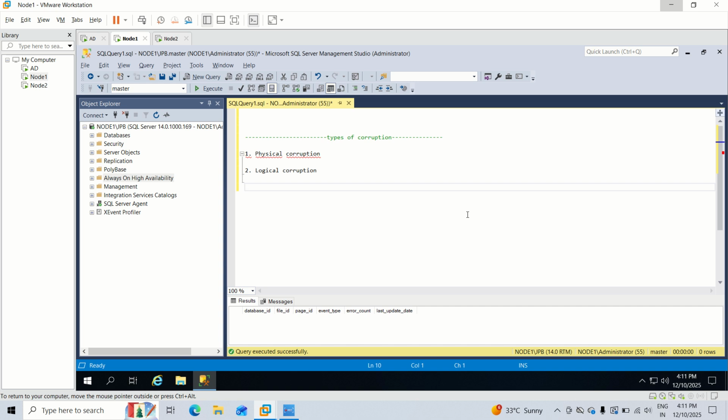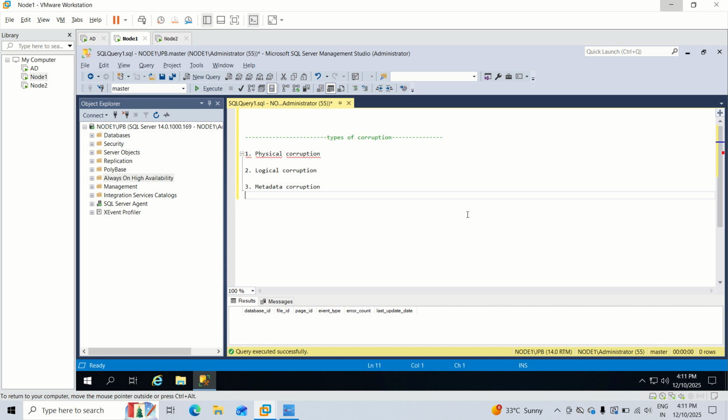Next one is metadata corruption. Metadata corruption affects system catalog tables, the core definitions of objects. The causes are failed upgrades, schema changes gone wrong, and system table damage.